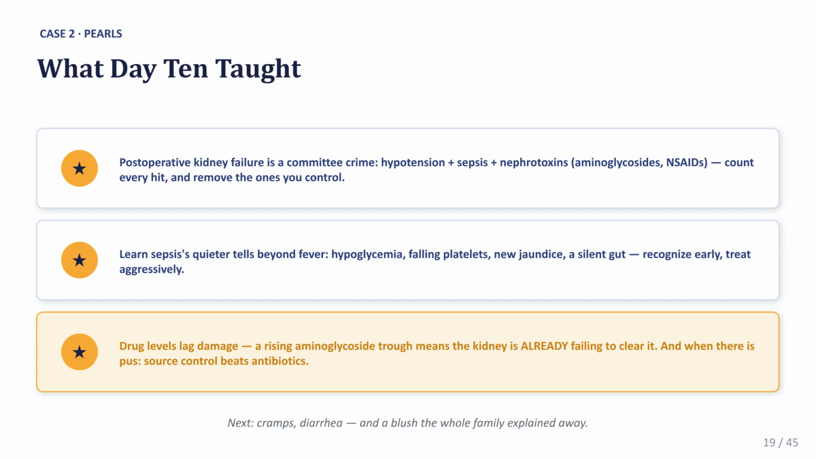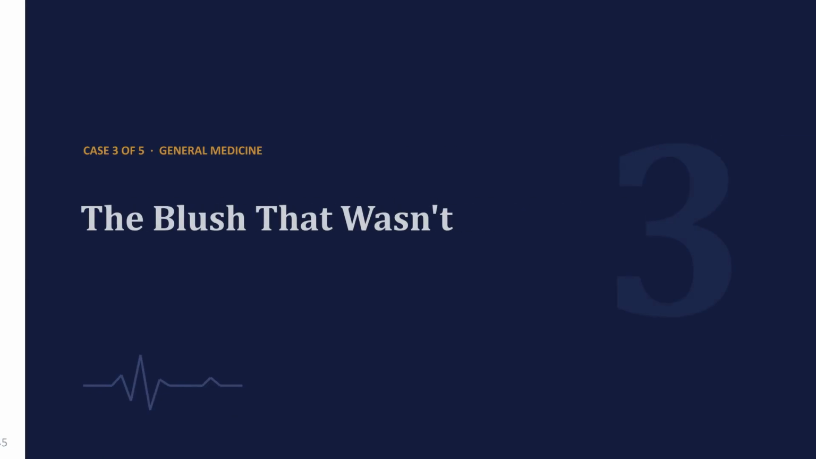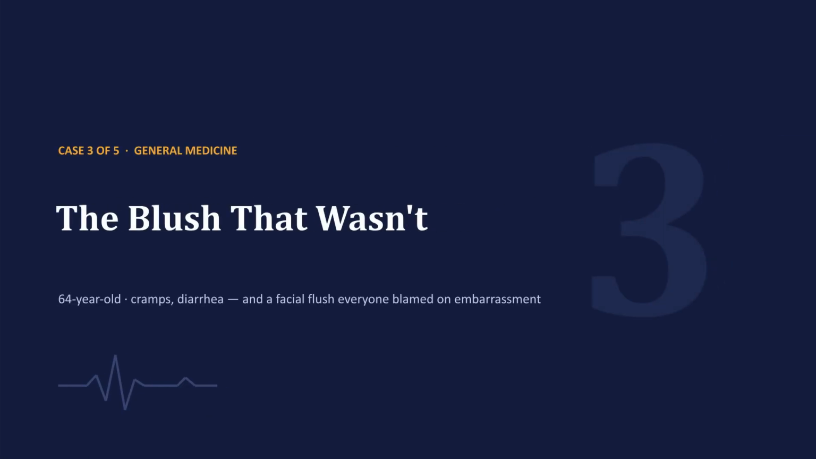Next, we turn to a blush that was not caused by embarrassment. Case 3. A 64-year-old retired school secretary with abdominal discomfort, diarrhea, and a facial flush. Her husband notes the flushing occurs during her painful episodes, but she dismisses it as embarrassment. Always look for the signal behind the explanation. The blush is chemistry, not psychology.